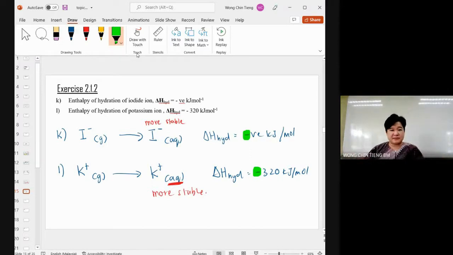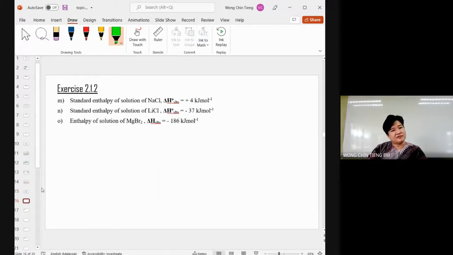Okay? Simple. There's nothing to this one. No need to even balance. Pay very close attention to the ion only. We will be using this a lot later in today's lesson. So make sure you know that hydration is gas changing to aqueous. Next, solution. This one we will also use a lot, the ones at the end today.